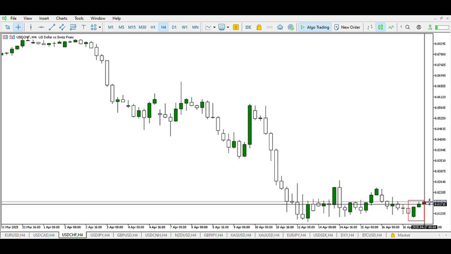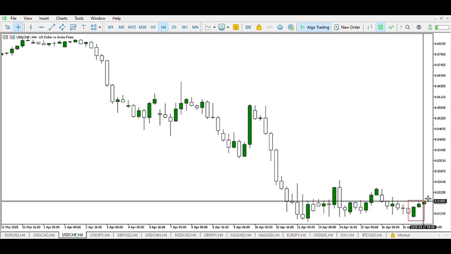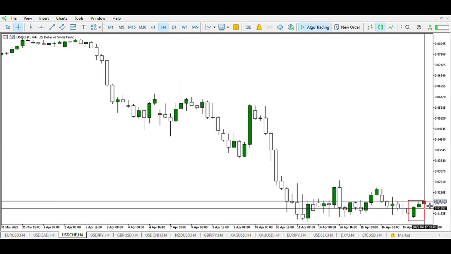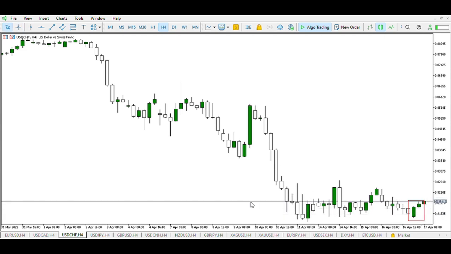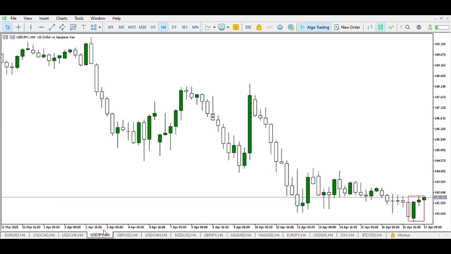So if the sellers are going to create a counter trend, they induce more buyers to take position, then push price down, break the structure, break the low of the day, then we can conclude that the USD is going to weaken against the Swiss franc.